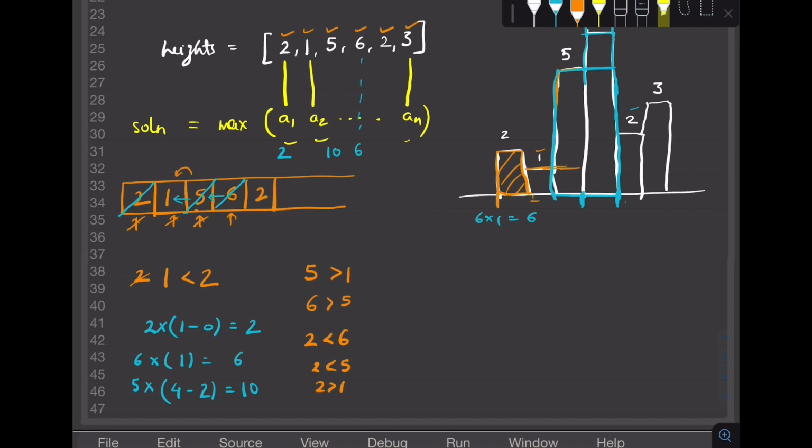And then we go to the next element, which is 3. Same case. 3 is greater than 2. We have not yet found the right boundaries. Let's write down the 3 here.